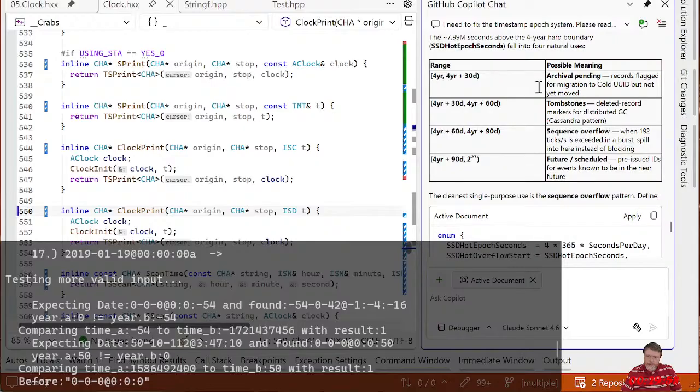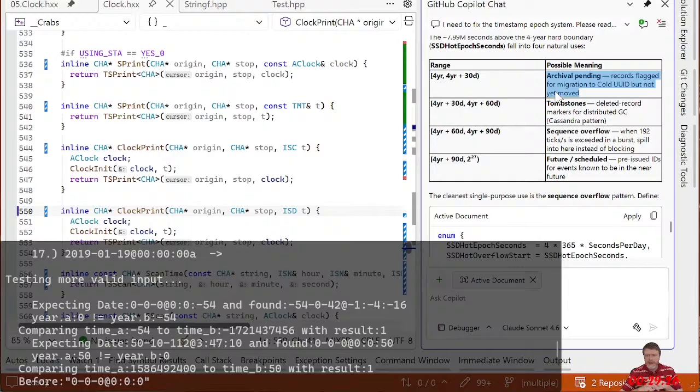boundary. This could be archive pending, not yet moved, flagged for. I don't think that this makes sense. Like archive pending, I don't think it makes sense at all, because I think you need to move the data from hot to archive after like 3.5 years. I mean, what do you need 6 months to move your stuff to another database? Maybe. Kind of sounds like an extreme time window.